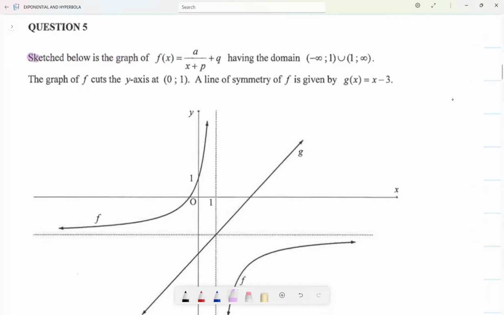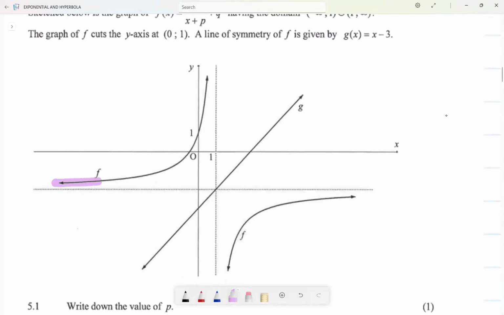Again, it says sketched below is the graph of f of x, having the domain negative infinity to 1 and 1 to infinity. So it tells you that it has an asymptote. The domain goes up to 1 but does not touch 1. So this one is your vertical asymptote. Vertical asymptote. Okay.